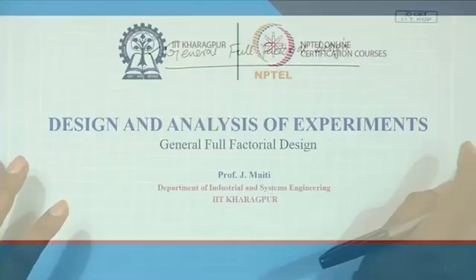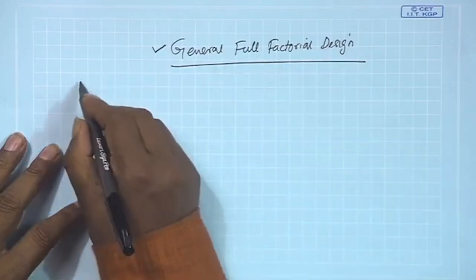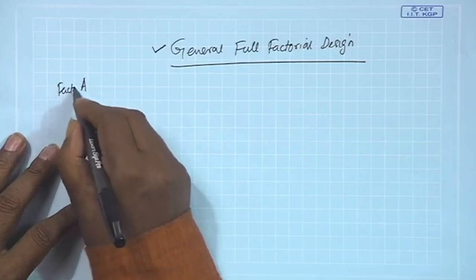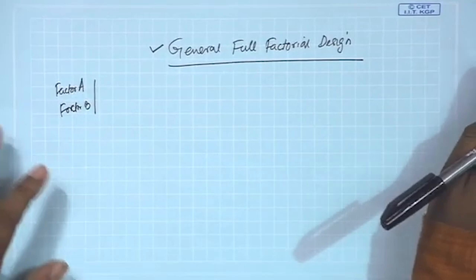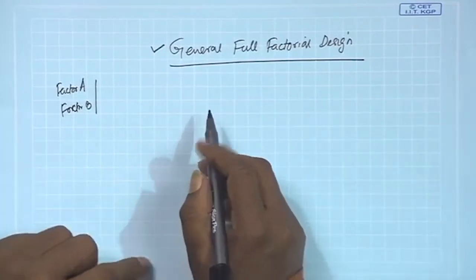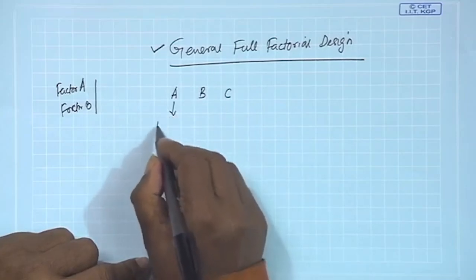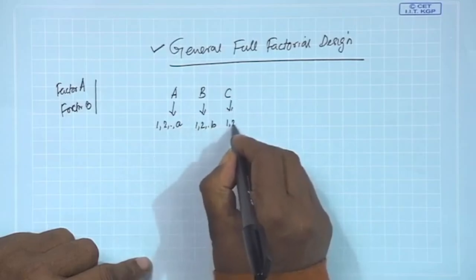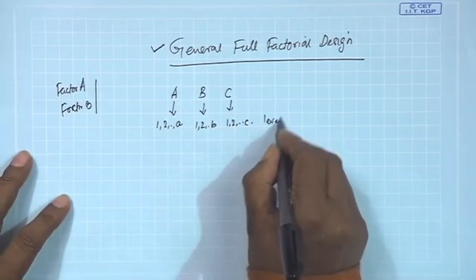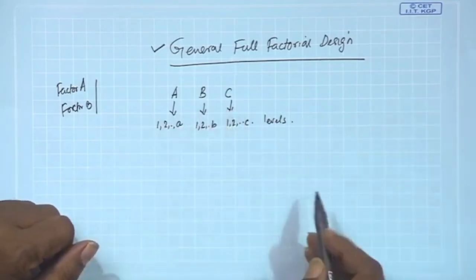Welcome. Now we will discuss general full factorial design. We have discussed full factorial design with reference to two factors so far, factor A and factor B. So today we will spend some time on general full factorial design, and we will be considering three factors A, B and C: A with 1 to a levels, B with b levels and C with c levels. We will discuss with the three factors, and it can be generalized to k number of factors.